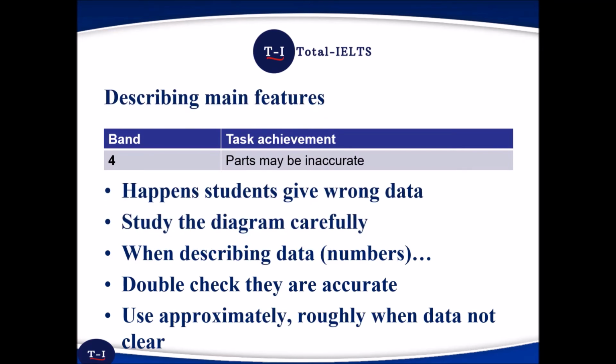And band 4 is also awarded for parts may be inaccurate. This happens when students give the wrong data, so study the diagram carefully. When you do describe the numbers or the data, double check that they are accurate. With some diagrams it's not possible to be 100% accurate, so use approximately or roughly when the data isn't clear.